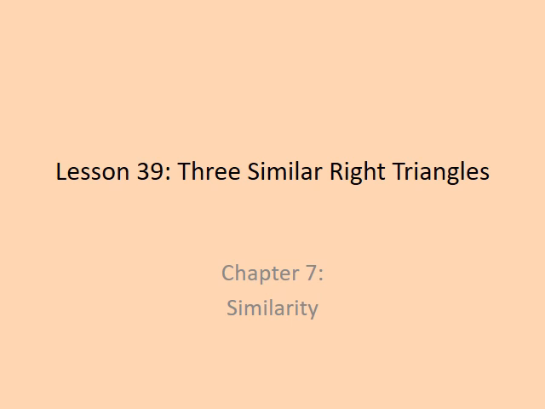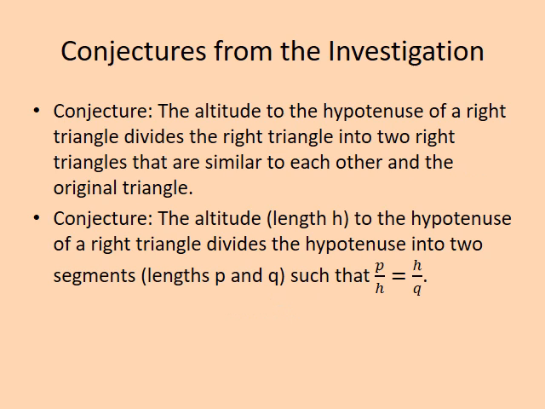This lesson explains how to solve problems with three similar right triangles. In the investigation that you just completed, you discovered that the altitude to the hypotenuse of a right triangle divides the right triangle into two right triangles that are similar to each other and the original triangle. The altitude, length h, to the hypotenuse of a right triangle divides the hypotenuse into two segments, lengths p and q, such that p over h equals h over q. We will explore how to solve problems like this in the next several slides.